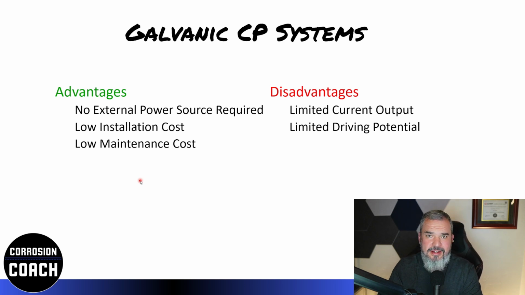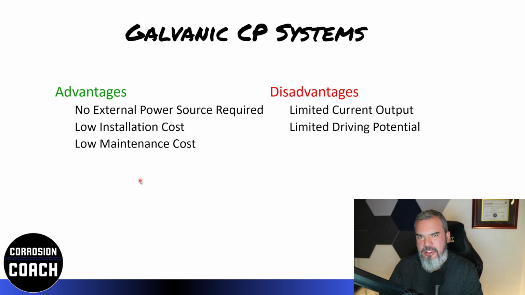And what's the downside? The downside is my current output is not going to be very much. So if I've got a large pipe system, gathering system, long line transmission, certainly a poorly coated system, I'm probably not going to be able to go with a galvanic system. I've got low current output, so if I need a lot of cathodic protection current or DC current, I've got to go with an impressed system in most cases. So that can be a disadvantage.